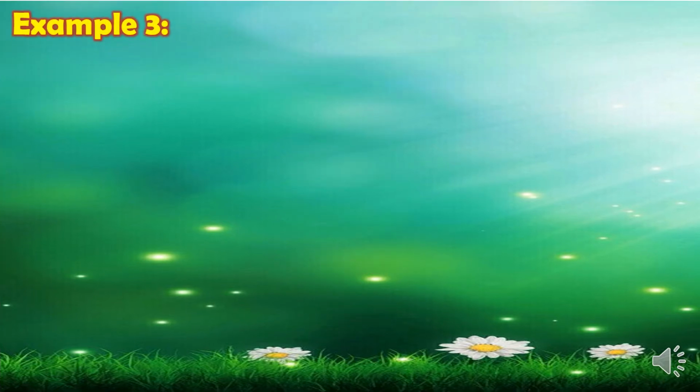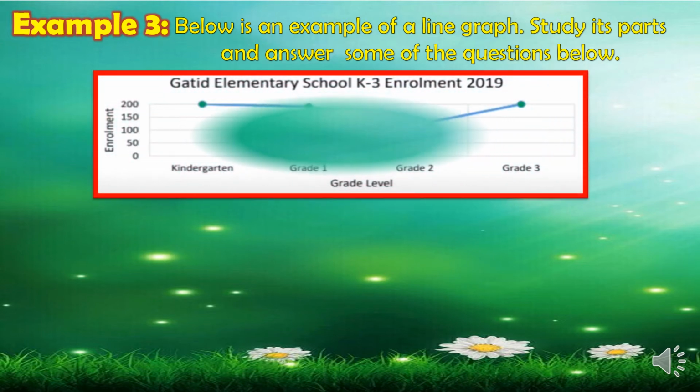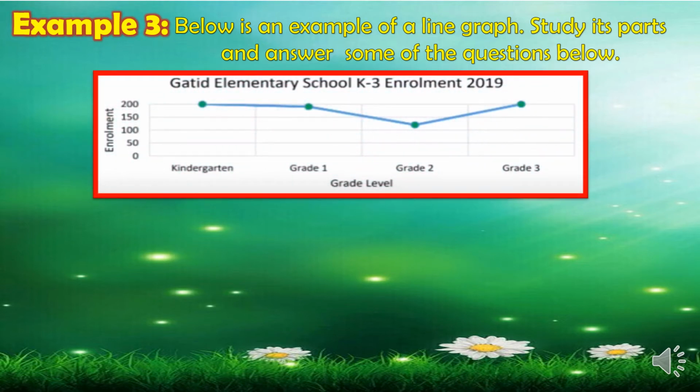For example, number 3, below is an example of a line graph. Study its parts and answer some of the questions below. So this is a line graph about Gatid Elementary School K-3 enrollment 2019. So as you can see, the enrollment is from 0 up to 200, and then we have grade level from kindergarten to grade 3.